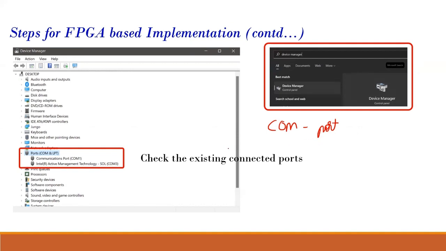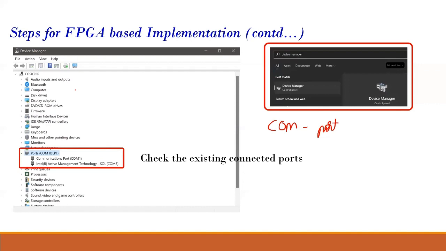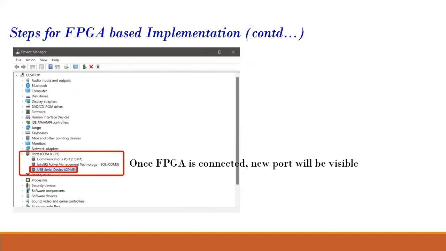Initially the FPGA has not been connected. Once it gets connected, it will show this COM port. We just have to go to the device manager on our desktop and find it. And this says now the USB serial device is connected to COM5.